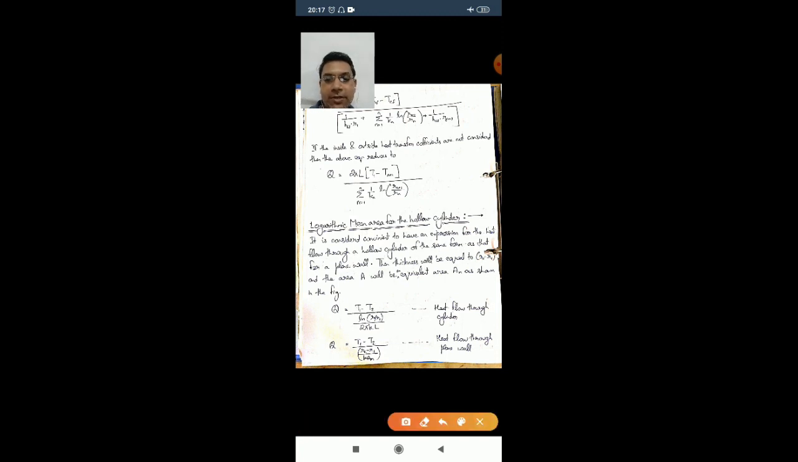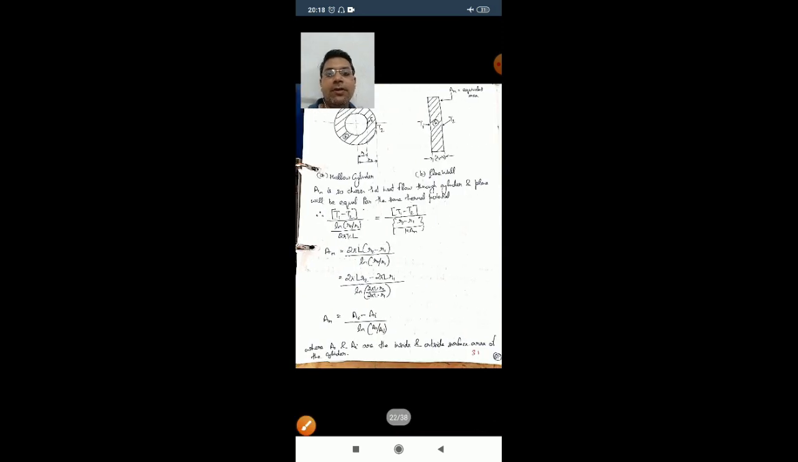So it is written here. It is considered convenient to have an expression for heat flow through a hollow cylinder of the same form as that for a plane wall. The thickness will be equal, and the area will be equivalent, as shown in the figure. So just look at the figure. This is the cylinder through which heat transfer is taking place.